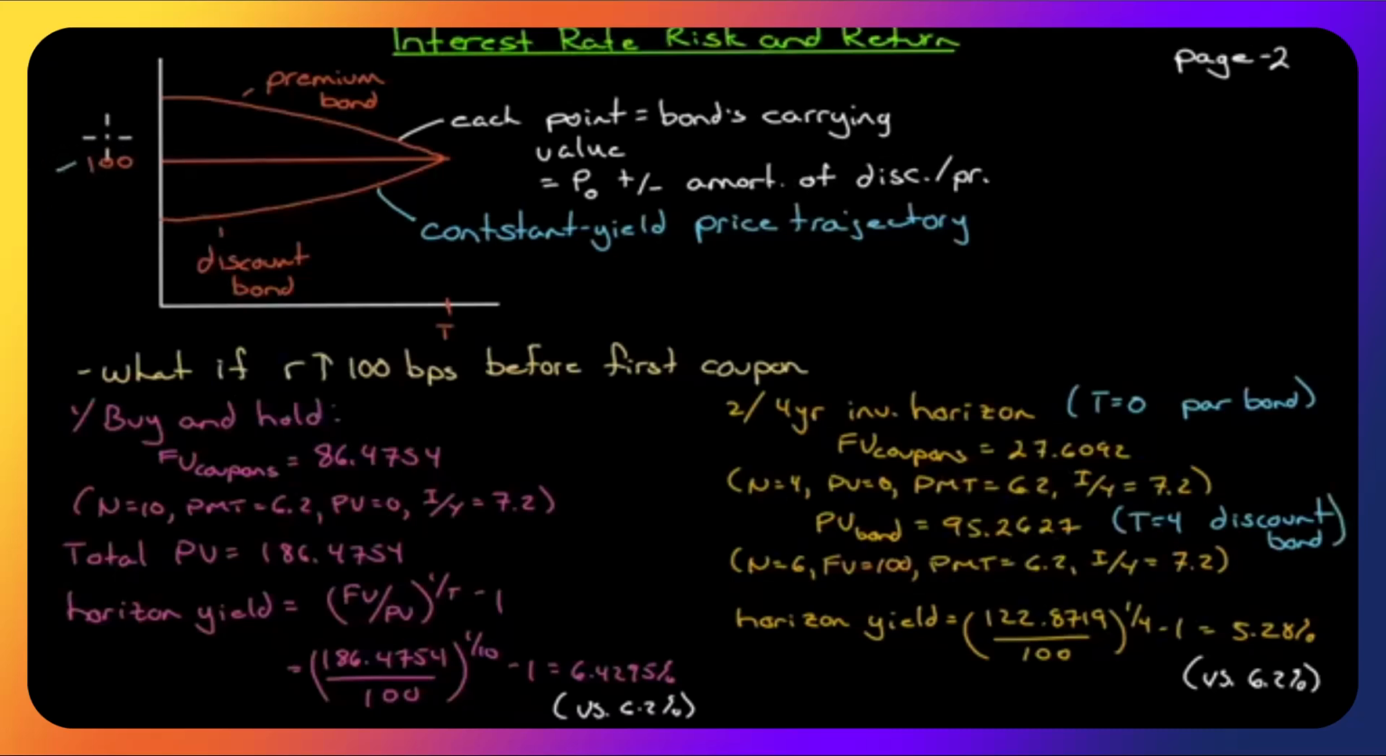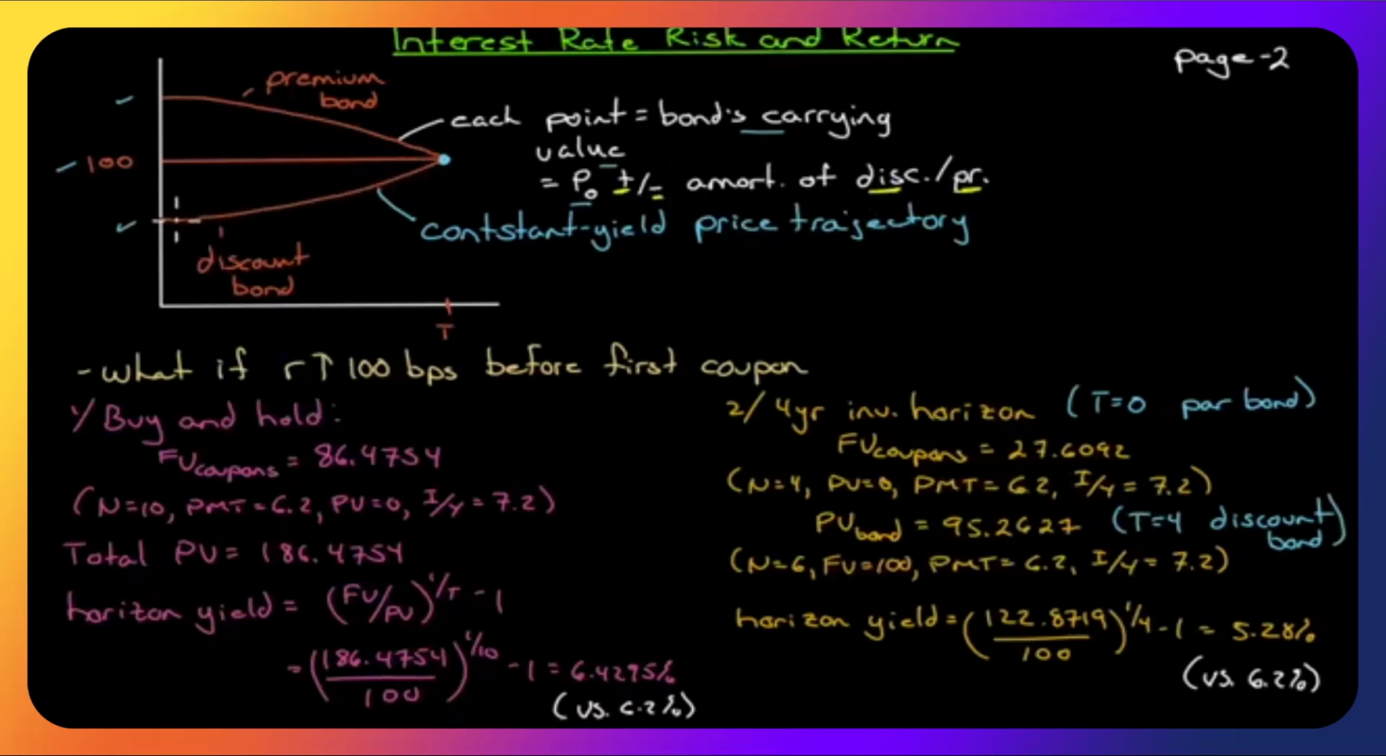We can buy a bond at par, at a discount, or at a premium. If we buy at a discount or premium, on maturity that bond will be par. And here is maturity at time t. The discount will amortize, the premium will amortize, and every point along this curve is the bond's carrying value, which is the original price we paid plus or minus the amortization of any discount or premium. It will be plus the amortization of the discount, and minus the amortization of the premium.